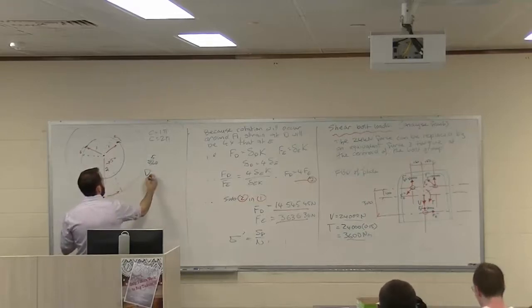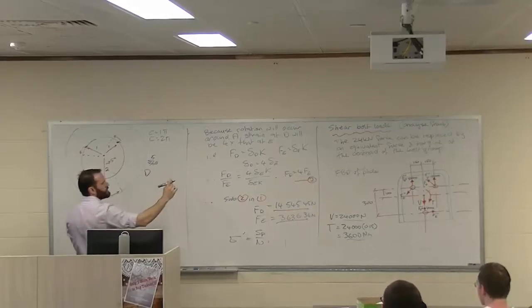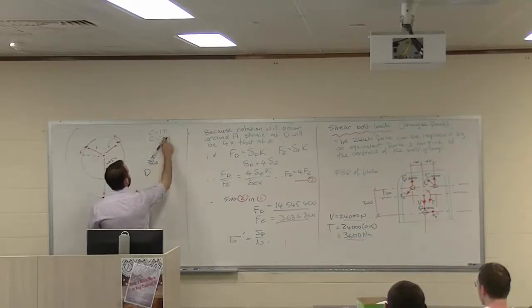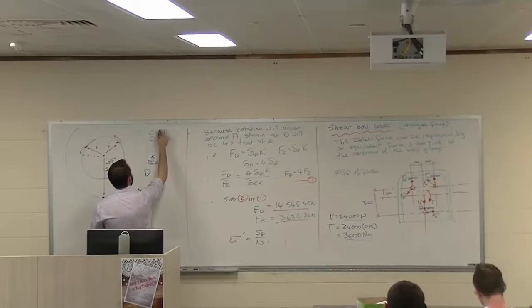Would the circumference be equal to 2 pi over 4 pi? Say that again. The circumference would be 2 pi. Oh yeah, sorry, 4 pi, yeah. Maybe just the same thing, all good.